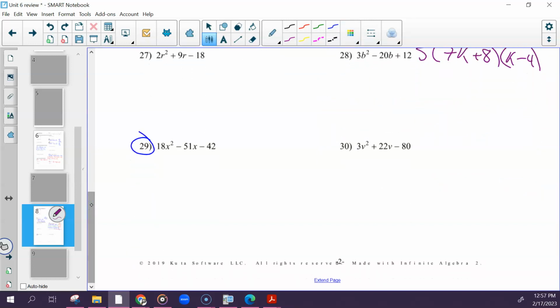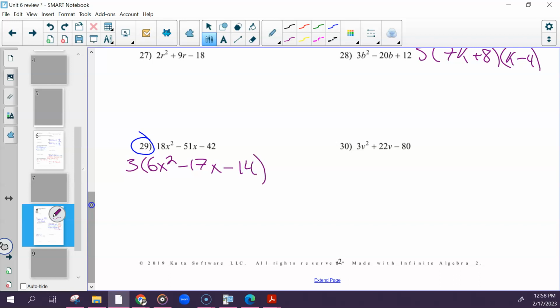Number 29. Does that have a GCF? Not 9. Could 3 work? 3 does work. We divide them each by 3. What's left? 6x squared minus 17x minus 14.